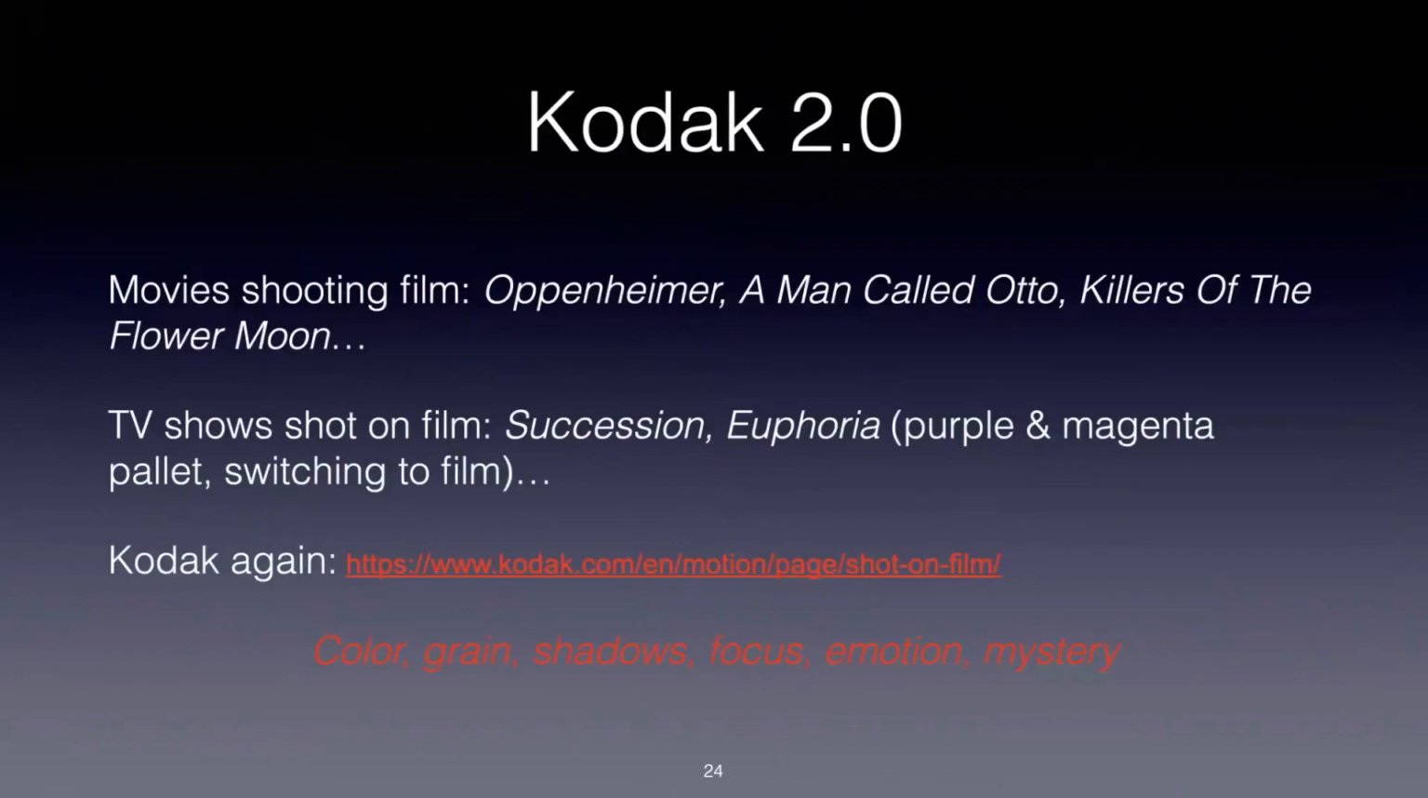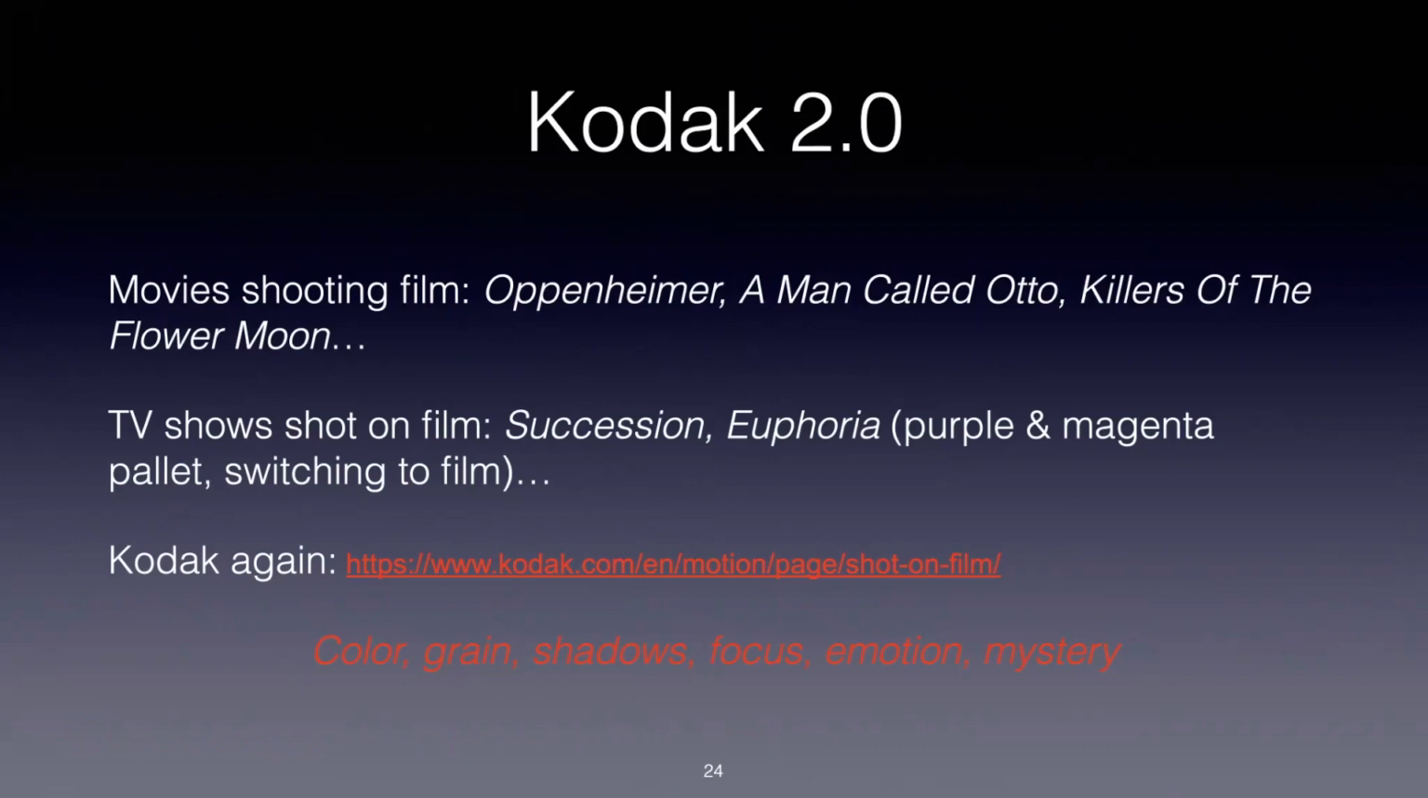A lot of movies are shooting film. Oppenheimer is film. Man Called Otto, Killers of the Flower Moon. TV shows are shooting film. Succession. Euphoria used to use digital, and they use a purple and magenta palette. And this year they switched over to film. And again, there's a Kodak site listed that talks about all of the movies and television that's being shot on film.